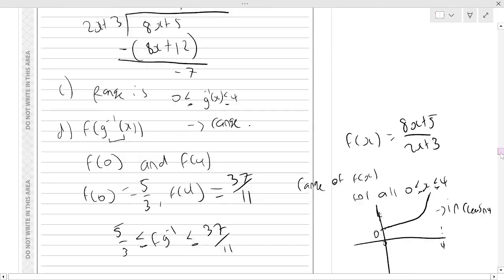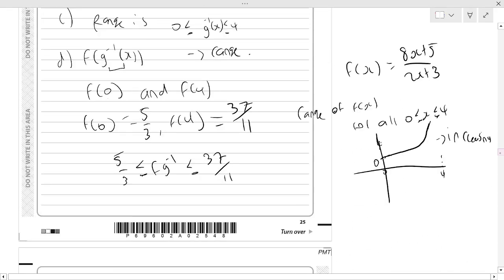Because it's increasing, in the interval from 0, as x gets bigger, the function gets bigger. So the smallest value of the range is when x is 0, right at the end point, and the biggest value would be the other end, which is 4. So 5 over 3 is the smallest value, and then f of g inverse gets bigger in between that range, and at the end it gets the biggest value, 37 over 11. So that is your range.